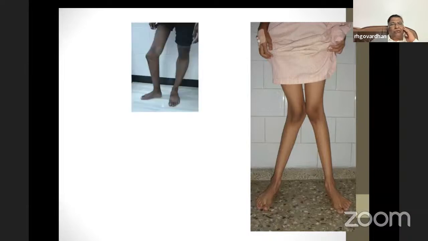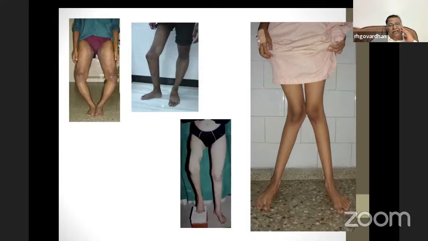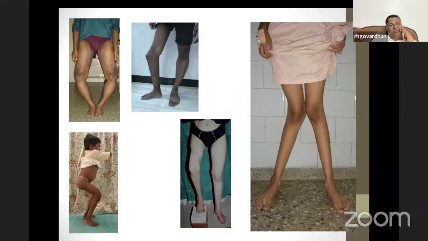Now, this is a girl, very simple. You can see that the patient has bilateral genu valgum. This is a gentleman who looks like he has a procurvatum deformity of the tibia. This is an O deformity of the lower limb on both sides. Here is a lady who presents with a flexion deformity of the hip and a flexion deformity of the knee with shortening of the lower limb.